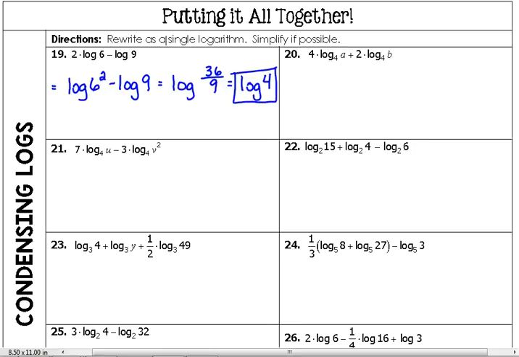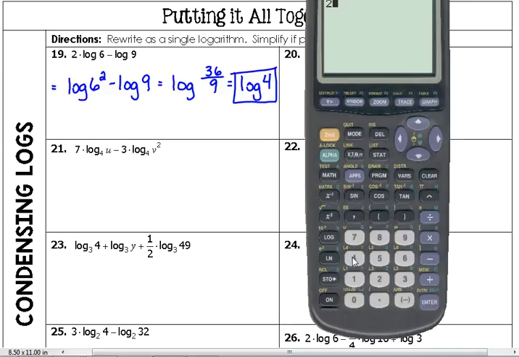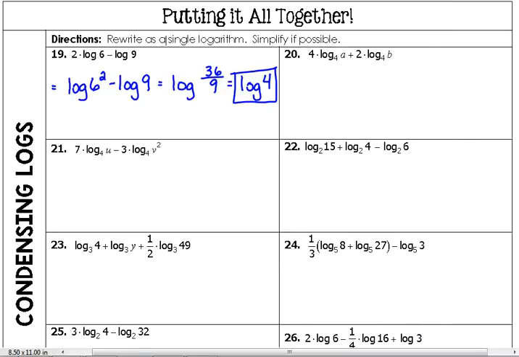So we took something that was kind of long, 2 log of 6 minus the log of 9, and that is equal to the log of 4. Guess what? You can check it. There are no variables, so just type it in. Type in the original, 2 log of 6 minus the log of 9, making sure you close your parentheses every time a logarithm ends, and then type in the log of 4. Look at that. Exact same number. So you can check after you've done these, as long as there's not a variable. If there's a variable, it's a little bit harder to check.